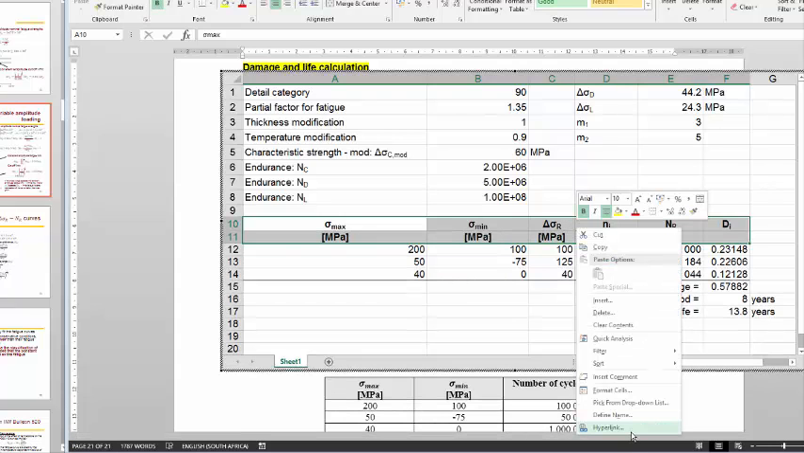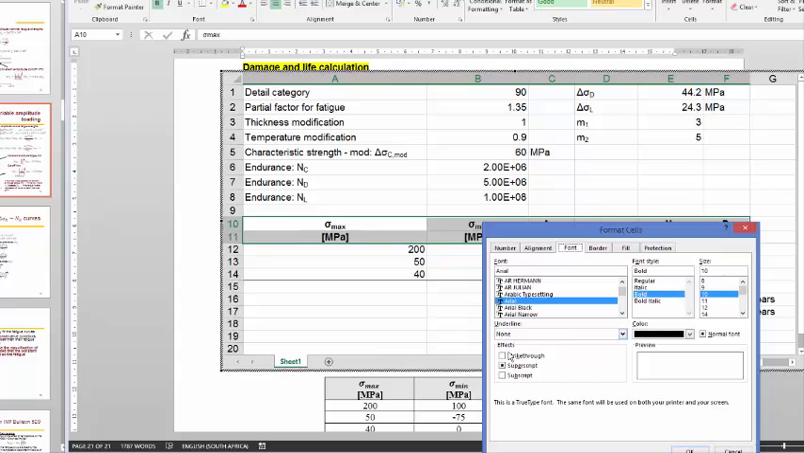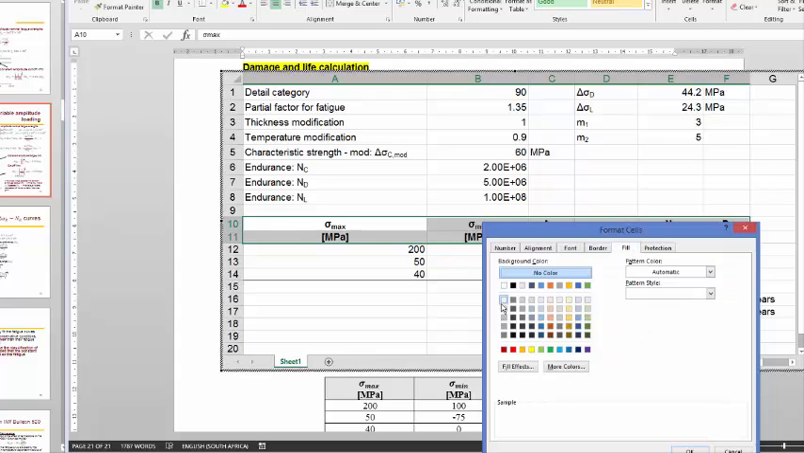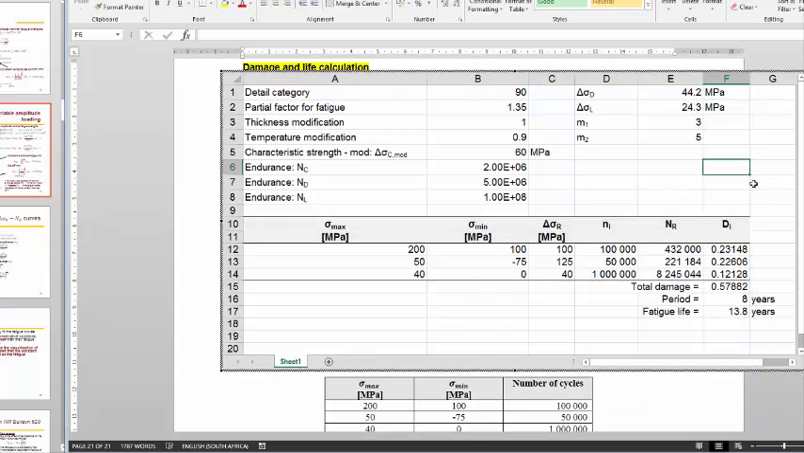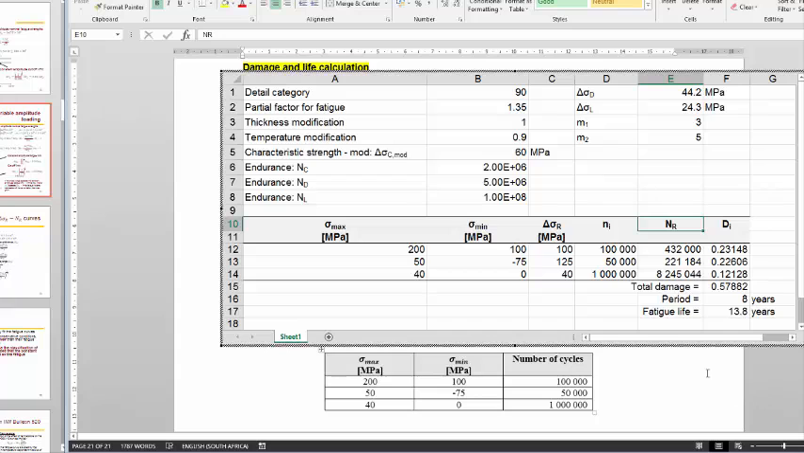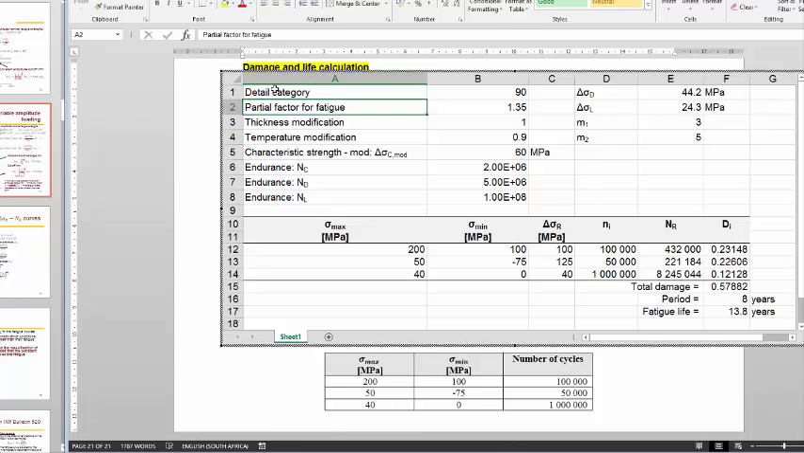We make this bold face, and of course we fill the area with a little bit of oil, so that we get a little bit of contrast there. And as you can see here, if the block was measured over 8 years, the fatigue life in this case will be 13.8 years.